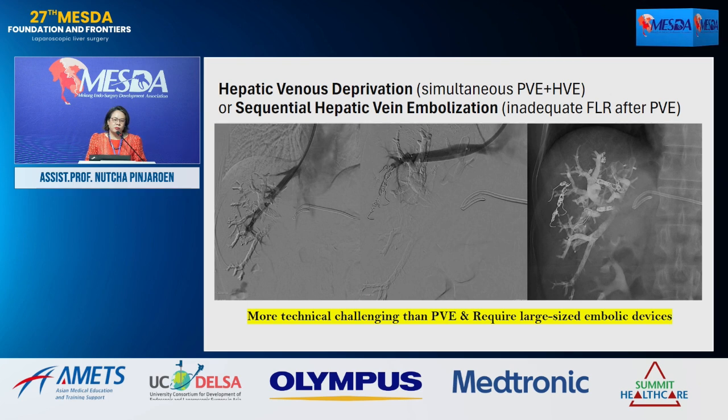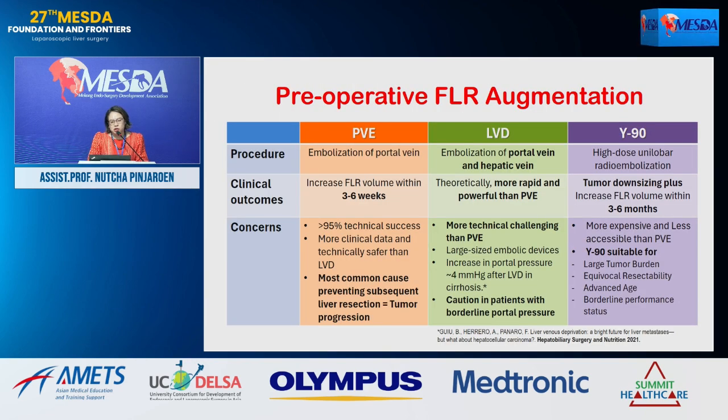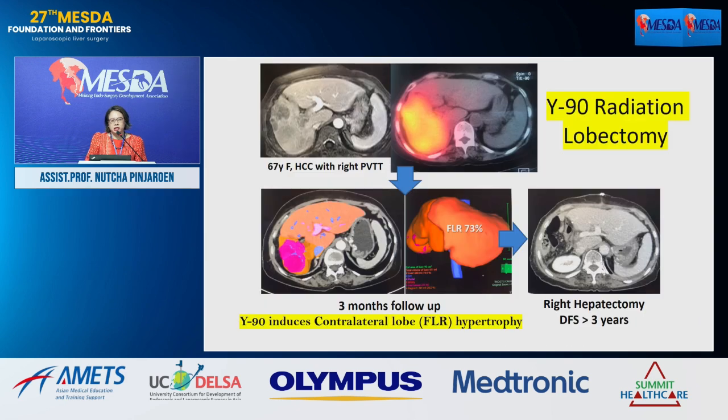But then there are some limitations because it is more technically challenging. Not every IR can perform this procedure, and there is also the cost of the larger embolic device, which is more expensive. So in our center, usually we approach it in a more gentle way. After PVE, if the patient still has inadequate FLR, maybe we bring the patient to subsequent hepatic vein embolization. And the last choice is the Y-90 radioembolization.